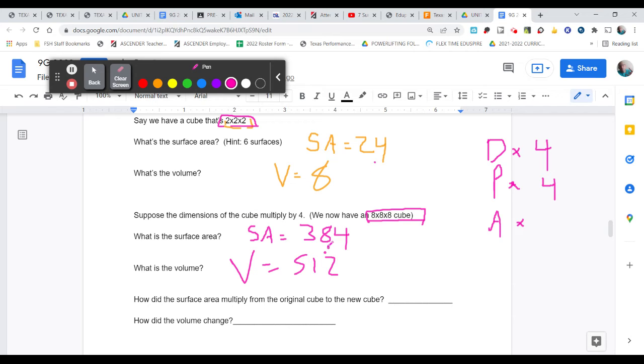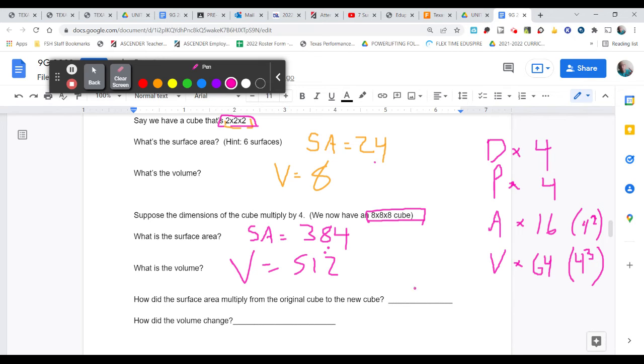And what's 384 divided by 24? 16. So the area multiplied by 16, which is 4 squared, which fits the rule, right? The dimensions multiply by 4, the area multiplies by 4 squared. Okay? What did the volume multiply by if we went from 8 to 512? 64. And 64 is really 4 to what power? Third. 4 cubed. 3 dimensions. Third power.